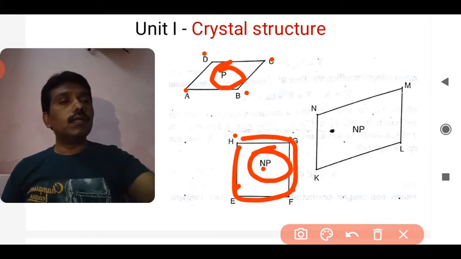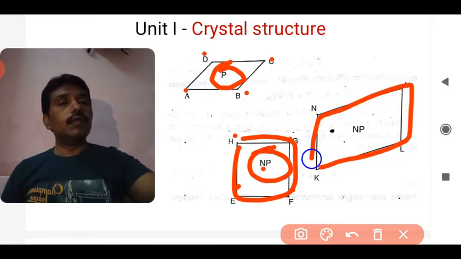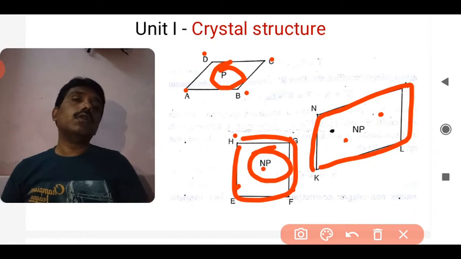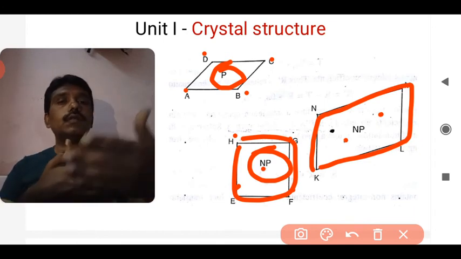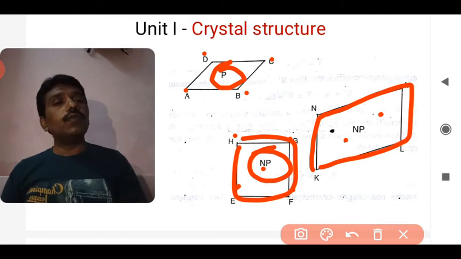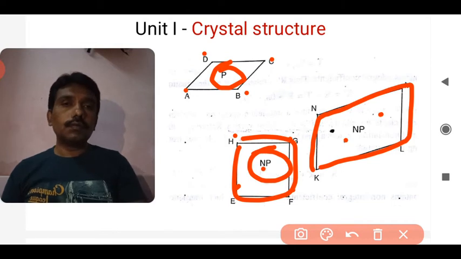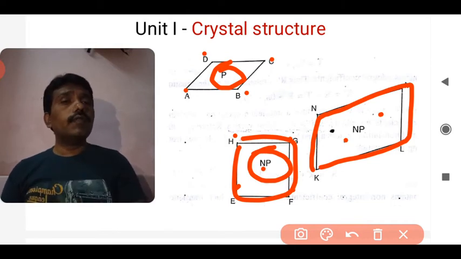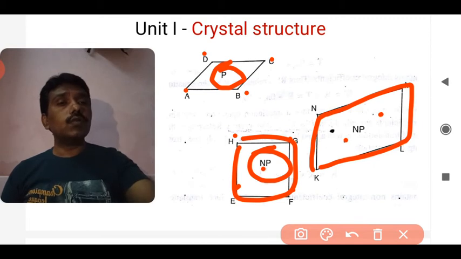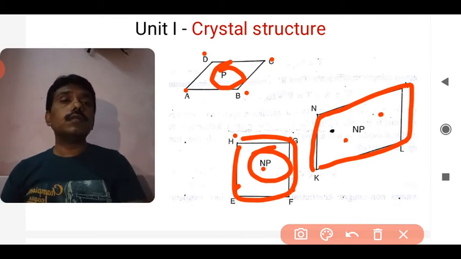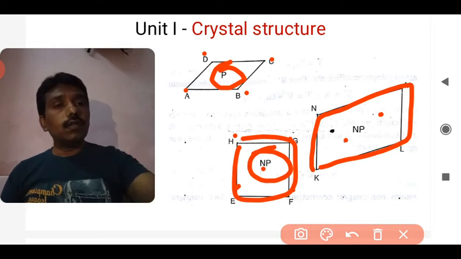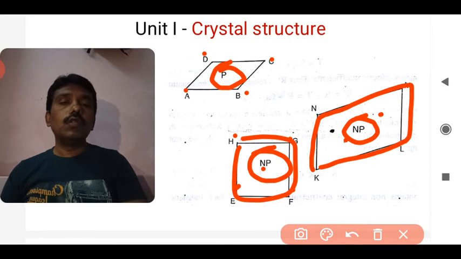Here is another example, KLMN. Here there are 2 small points, this one and this one, which are already on this surface, and another on the back surface. So this KLMN unit cell has points not only on the corners but also on the surfaces. That's why such a unit cell is called a non-primitive unit cell.